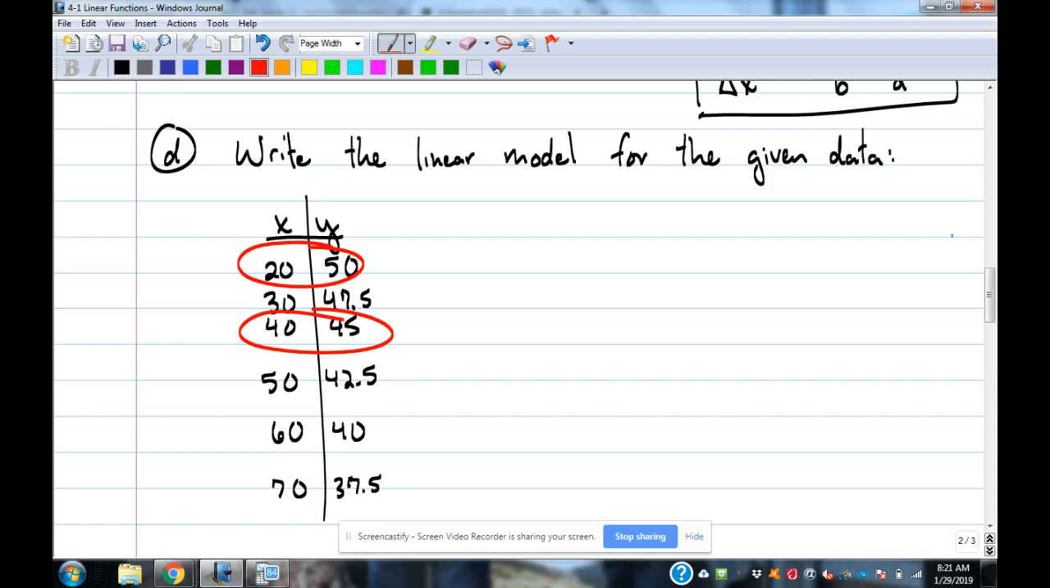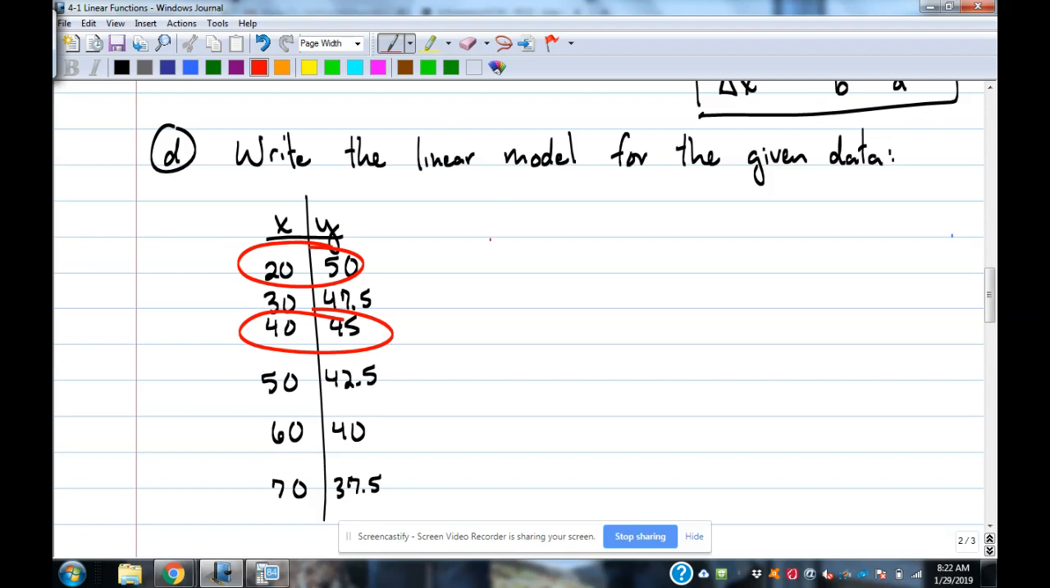On the quiz, I will tell you which two ordered pairs to use to write the equation. That way, I don't have 23 different equations to grade. So I'll tell you which two to use on the quiz.